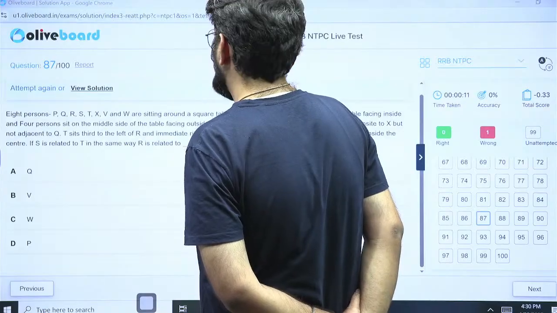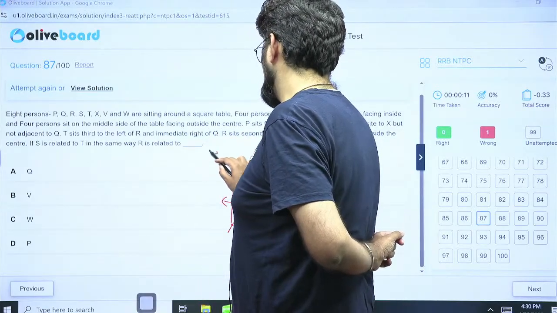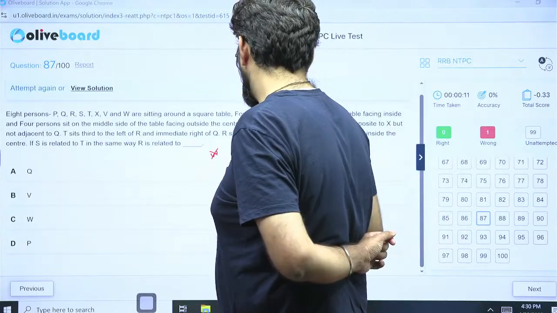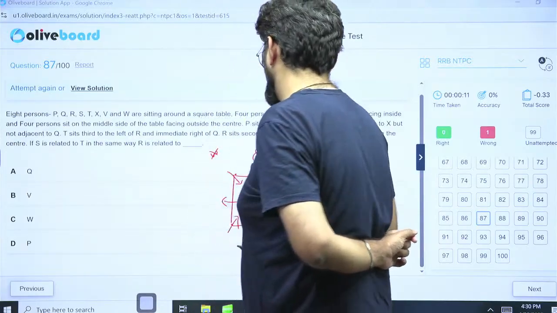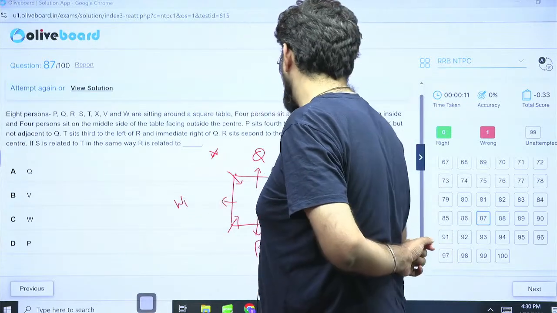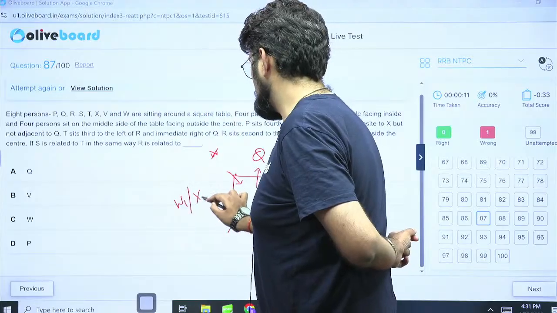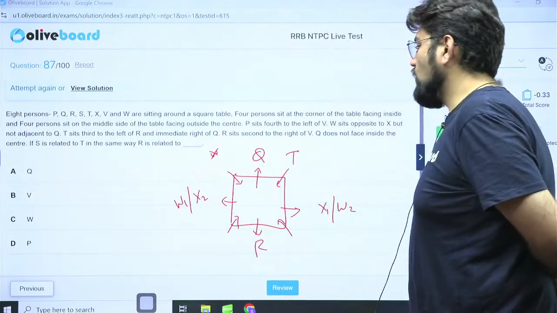W sits opposite X but not adjacent to Q. So W is not here for sure. And W has to be opposite to X only. So W can either be here, W1 X1 or W2 X2. That is the possibility. These are the only two opposites which are left.